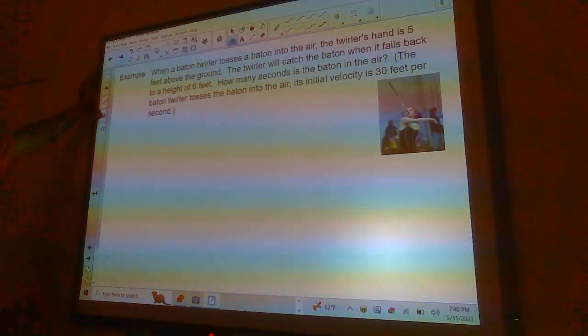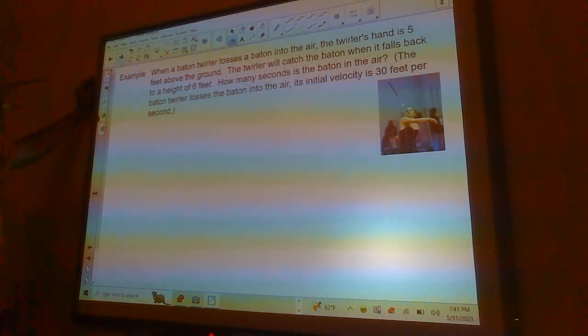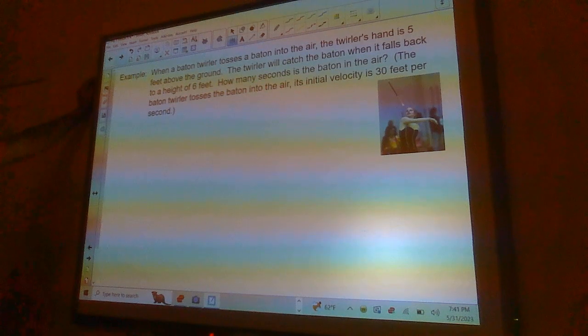Okay, so a baton twirler tosses a baton into the air. The twirler's hand is 5 feet above the ground. The twirler will catch the baton when it falls back to a height of 6 feet. How many seconds is the baton in the air? The baton twirler tosses the baton into the air. Its initial velocity is 30 feet per second.